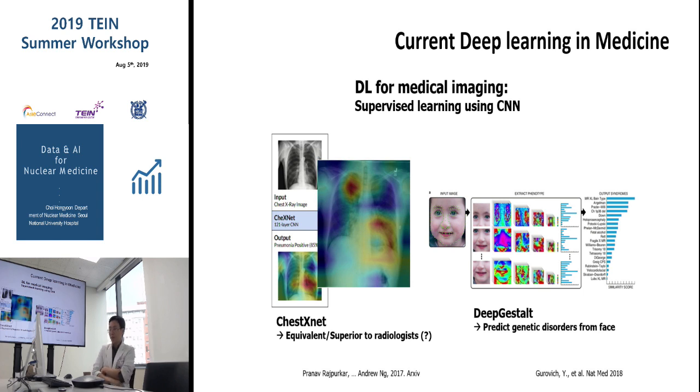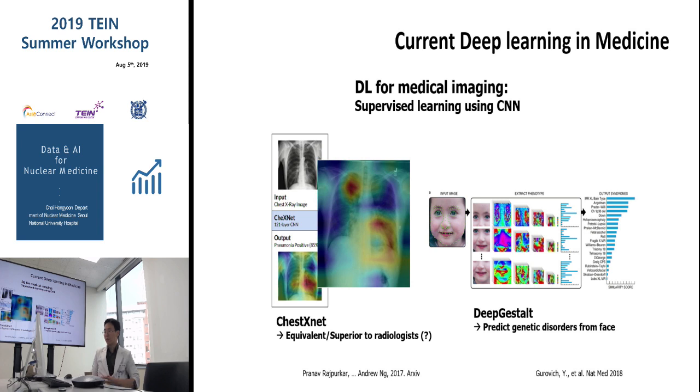Many papers insist that their models are equivalent or superior to radiologists or nuclear medicine specialists, or sometimes other experts such as ophthalmologists. This is a paper related to chest X-ray recognition, and they show that their performance was equivalent or superior to the radiologist.